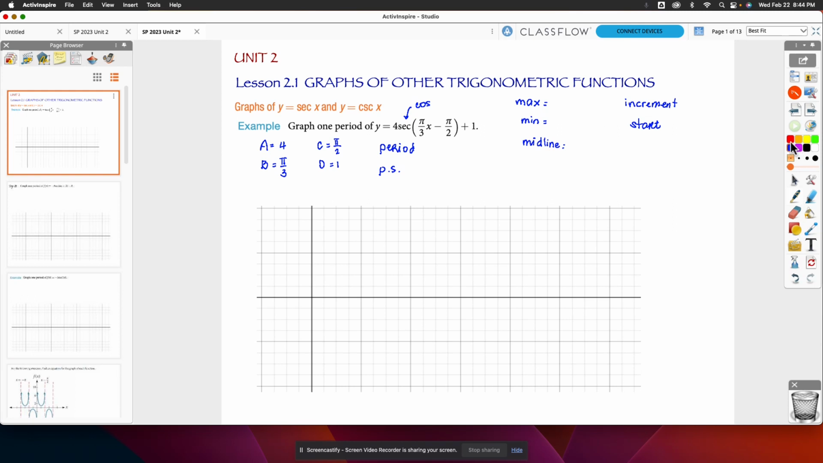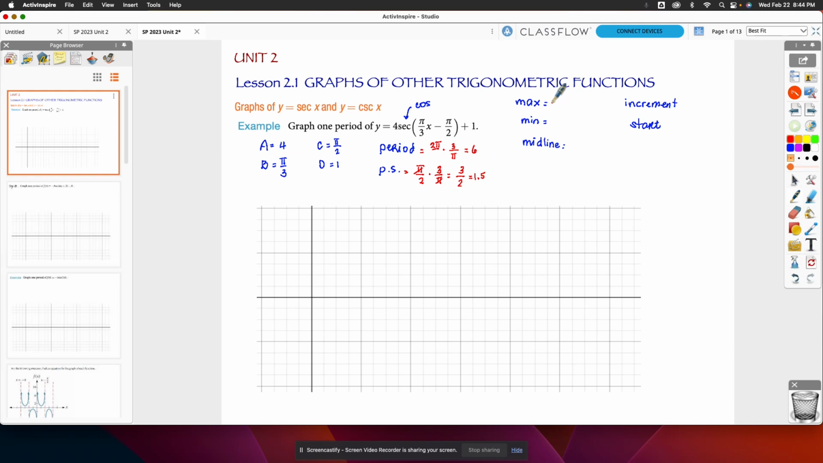So the period for cosine is equal to 2 pi over b. So that's 2 pi over 3, or 2 pi times 3 over pi, which is equal to 6. Then the phase shift is equal to c over b. So that's pi over 2 times 3 over pi, the reciprocal of b. So the pi cancels out, and the phase shift is 3 over 2, or let's say 1.5.